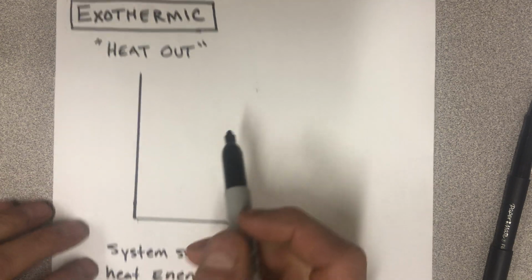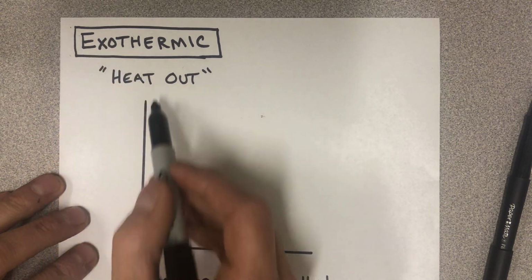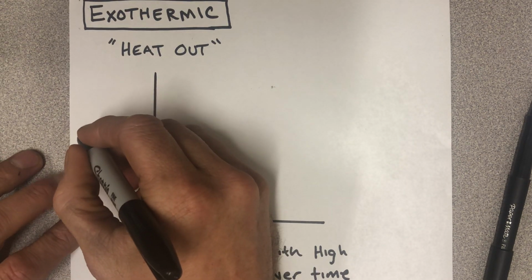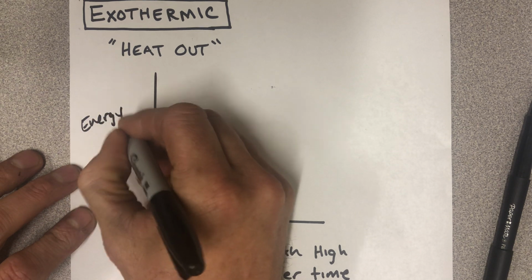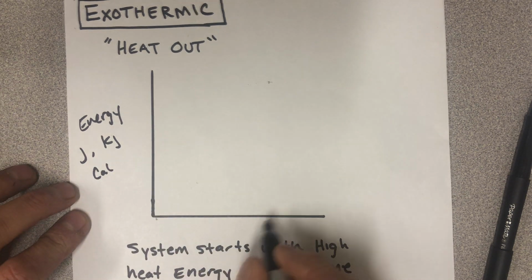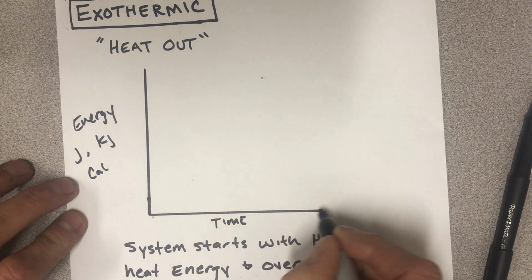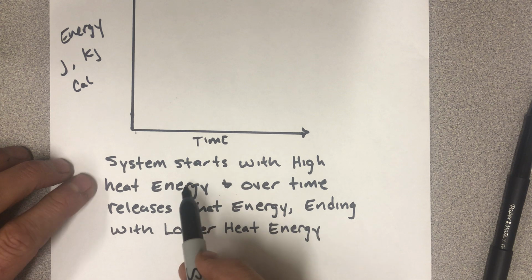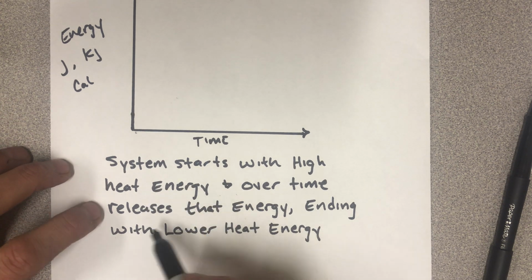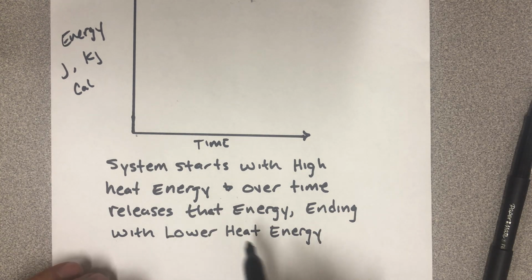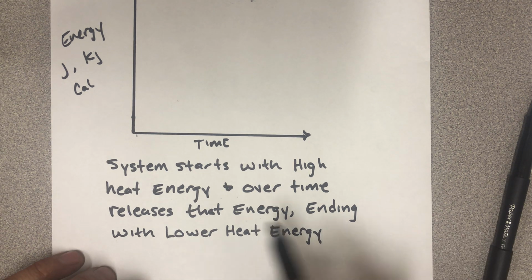Exothermic is just the opposite. Just think about exo as exiting maybe, or something like that. So this means heat out. And same thing with our axes here. We've got energy, which is joules, kilojoules, maybe calories, that kind of thing. And this again is time. Okay. And so in an exothermic reaction, the system starts out with a relatively high heat energy, and then over time, which could be a really brief amount of time, or it could be a prolonged amount of time, it releases that energy into the surroundings, and the system ends up with lower heat energy than it started with.